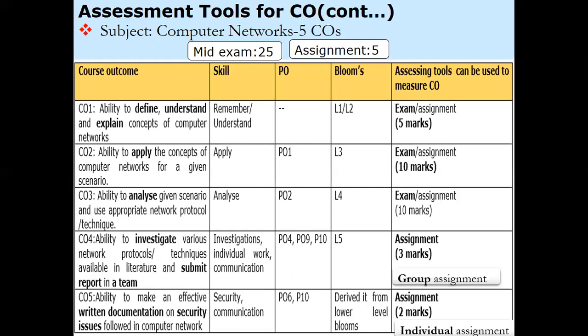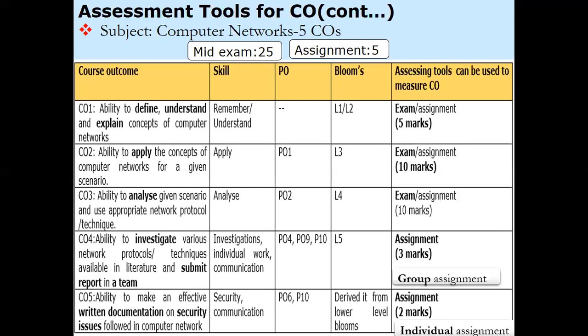Now CO5 is written based on the security and communication skill point of view. I have taken the assessment tool as an assignment. Here rather than the individual units.